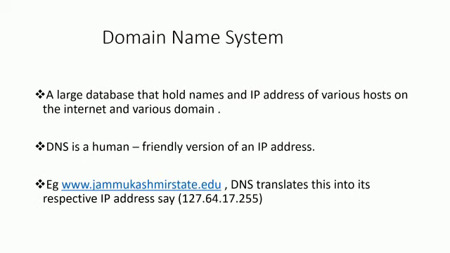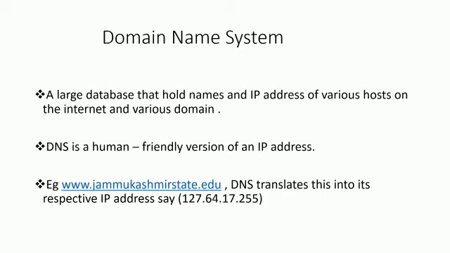Domain name system. It is a large database that holds names and IP addresses of various hosts on the internet. It's a mapping between the names and their IP addresses. DNS is human friendly because as humans we cannot remember the IP address of each and every site. What DNS does is it converts or translates the name.